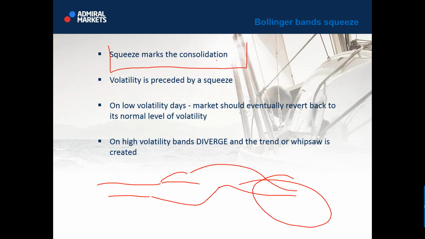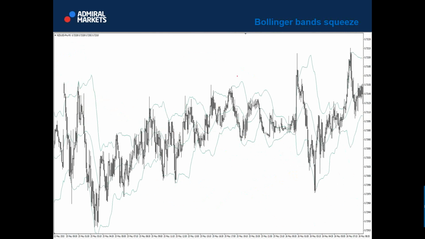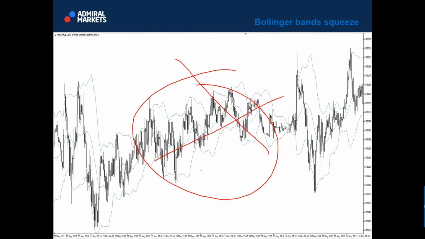So we need to use a filter. Squeeze marks the consolidation, and usually after the consolidation, we can see how Bollinger Bands diverge one from another. That is usually the mark of the trend or whipsaw. This is a proper trend.